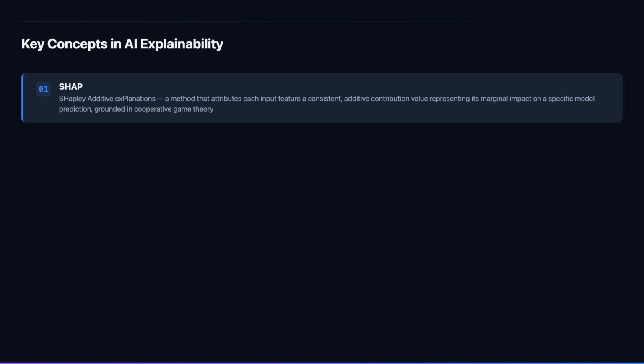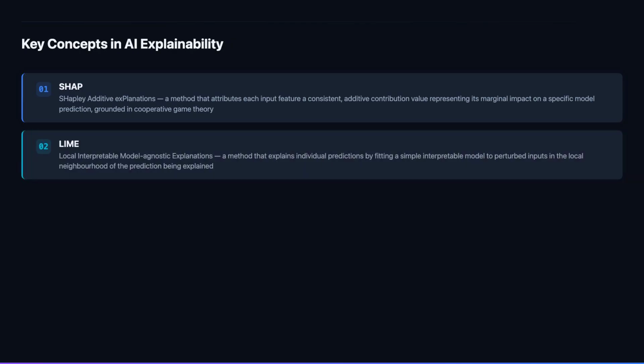SHAP has become the dominant explainability method in production AI systems because it produces attributions that are mathematically well-founded, visually interpretable through waterfall and summary plots, and applicable to any model that can produce predictions, regardless of architecture. LIME addresses a fundamental practical challenge in AI explainability: how to explain the prediction of a complex model without access to its internal structure or gradients.